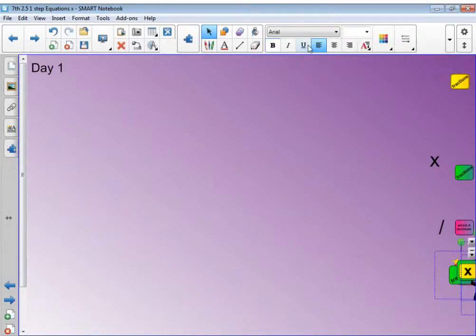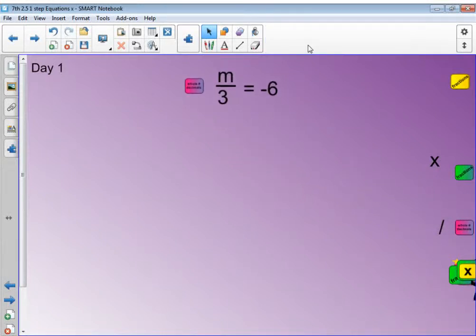In the problem. Now we're going to go ahead and look at some division problems. So here's a way that they could show division. They're going to have a letter or a number over another letter or number. So here I would read this as m divided by 3 equals -6. So we're going to go ahead and work the opposite.